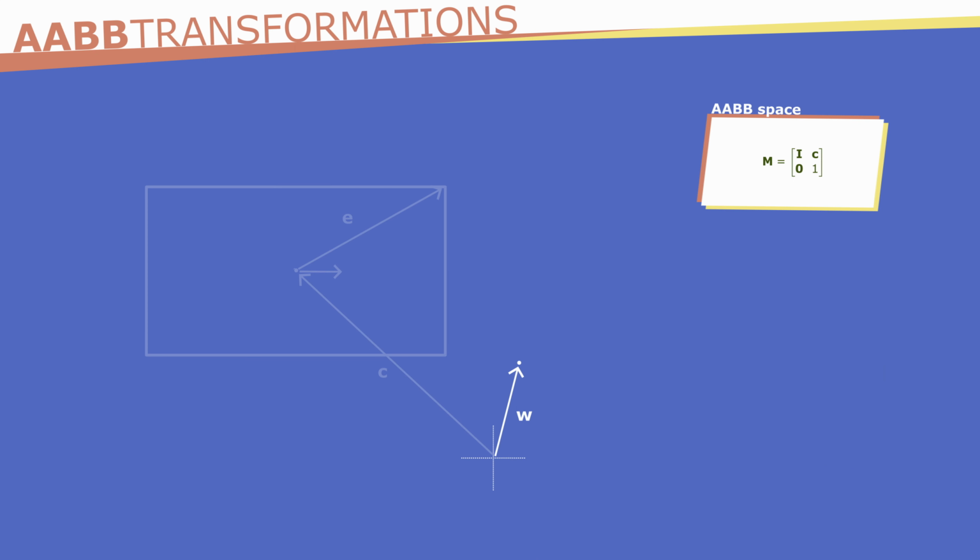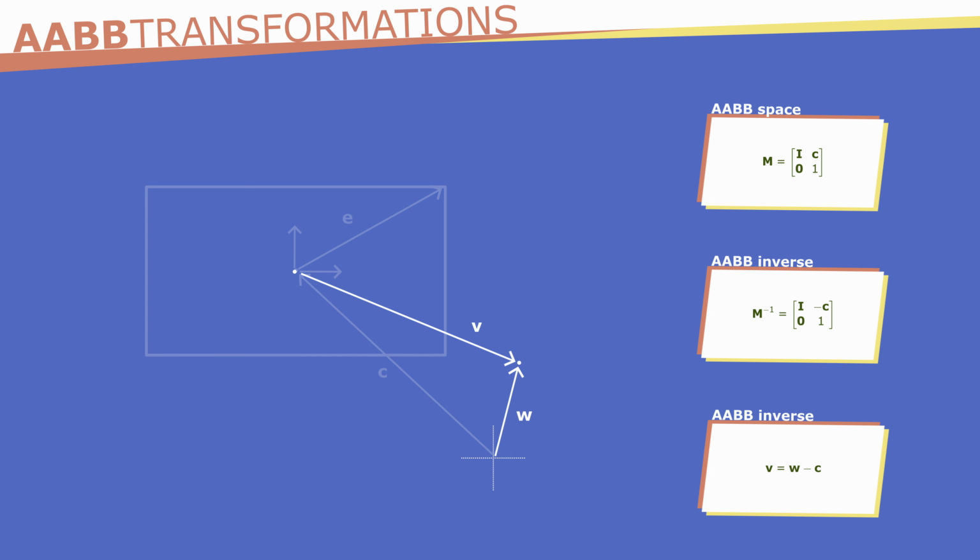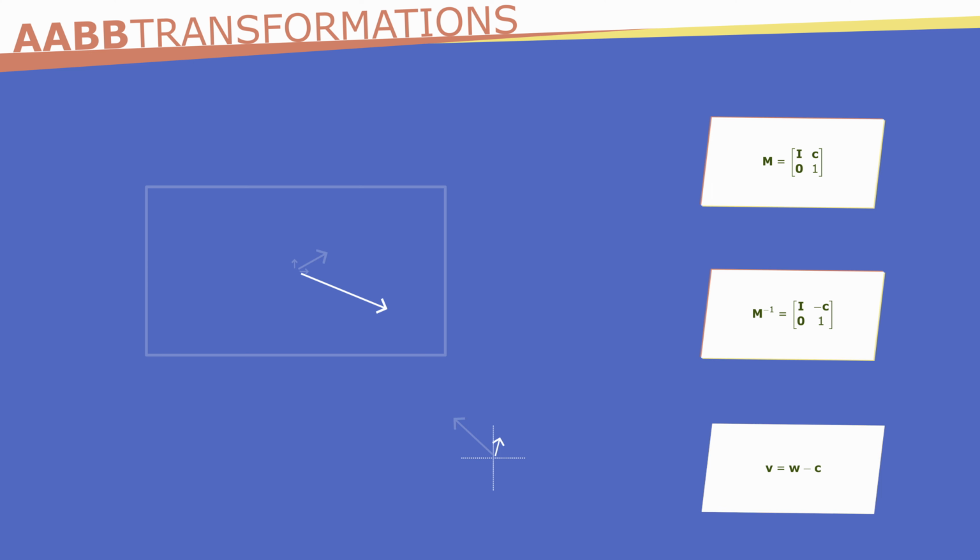The transformation matrix M of the AABB would look like this. It is only a translation matrix carrying the translation vector C in its augmented column. The inverse is also very simple. It is just a backwards translation which led to the point C. Because the AABB is not rotated, we can simply transform any vector into AABB space by just subtracting the just computed center vector C from the point W, resulting in the local point V.